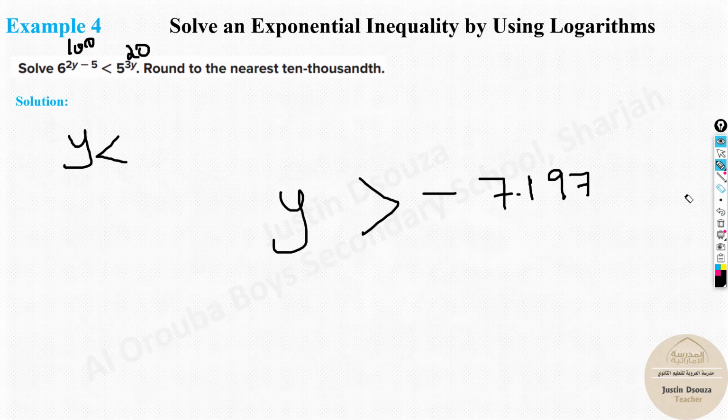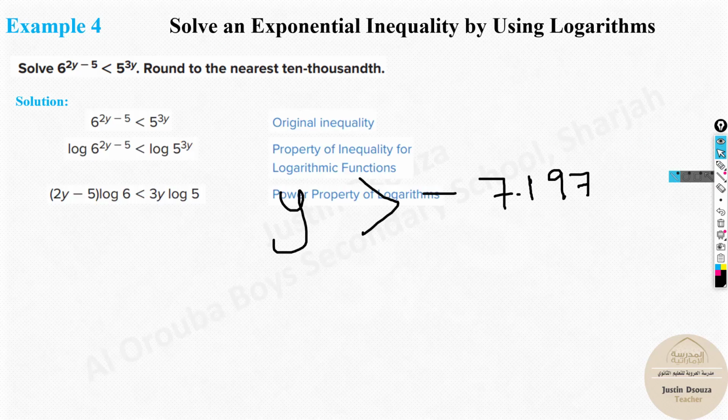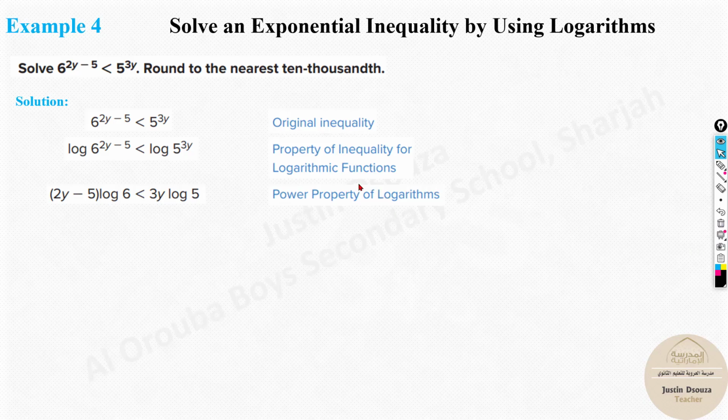You can solve it by calculator, but it confuses most of the students. If you have understood it, well and good. But if you have not understood it, don't worry. Please do the method over here. It's only for these inequality problems, right?